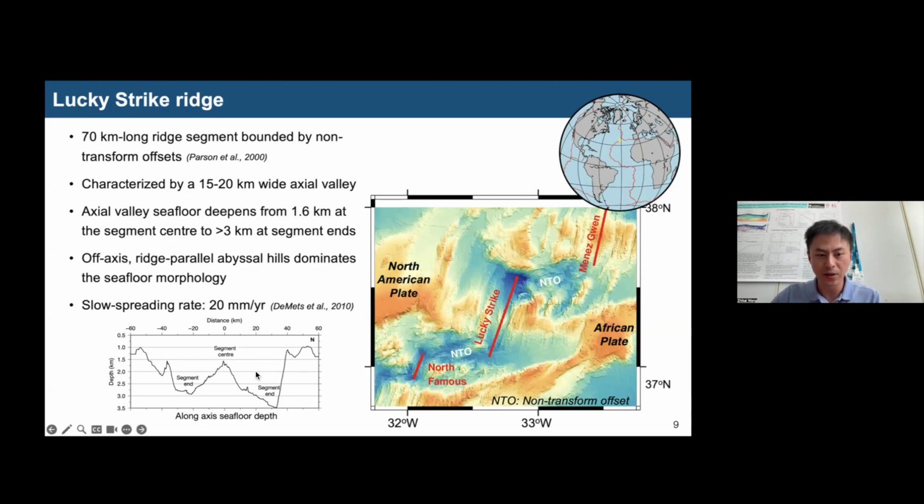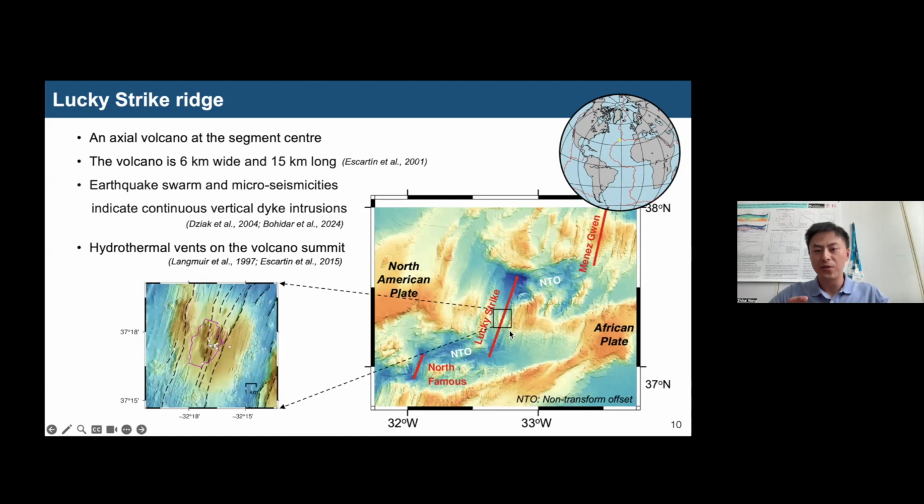Here, this figure shows the seafloor variation along the ridge. It's shallowest at the segment center, about 1.6 kilometers, and then gradually deepens towards the segment ends. And off-axis, you can see here, the seafloor morphology is dominated by ridge-parallel abyssal hills. And the current spreading rate of this ridge segment is about 20 millimeters per year.